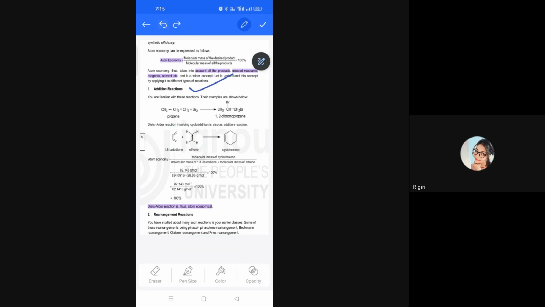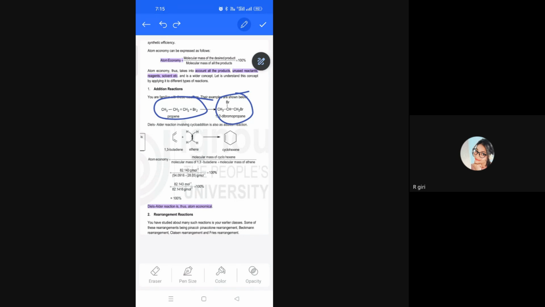Atom economy will decrease from 100% in other reactions. It will be 80%, 90%, 95%, 98% maybe in other reactions. But in case of addition and rearrangement reaction, it will be definitely 100%. Do you follow me or not? Atom economy means the mass of product divided by mass of reactant into 100.